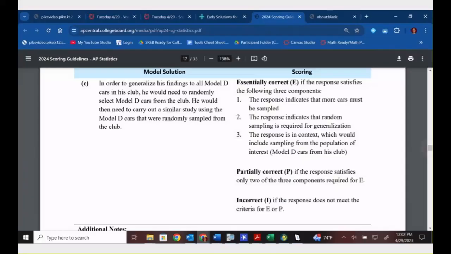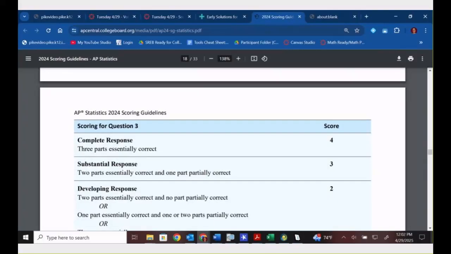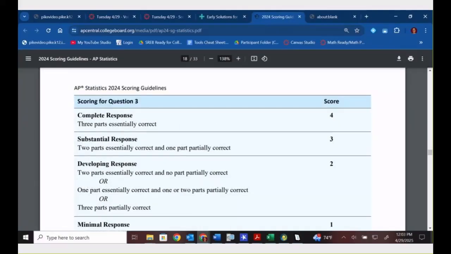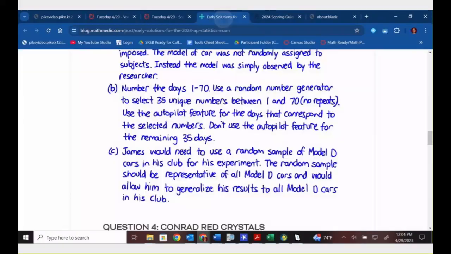Now to score, this needs to be up at the top of the question. You need to give a 1, 2, 3, or 4. If they got all 3 parts essentially correct, then they get a 4. If they got 2 parts essentially correct and 1 part partially correct, so 2 E's and a P, then they get a 3. There are several ways to get a 2. 2 E's and an I, 1 E and 2 P's, 1 E and 1 P and 1 I, or 3 P's. Those are all ways to get a 2.